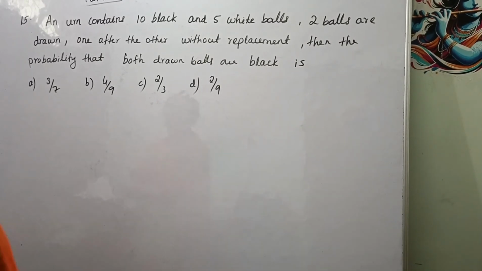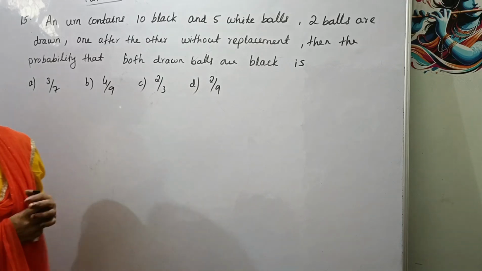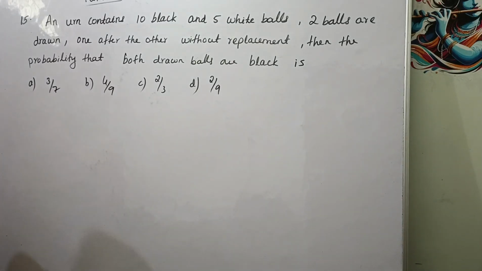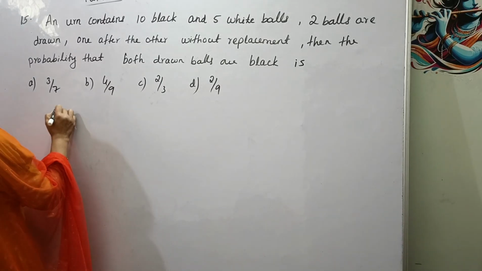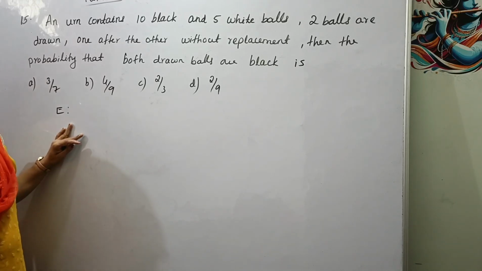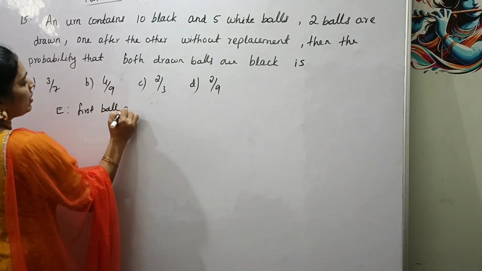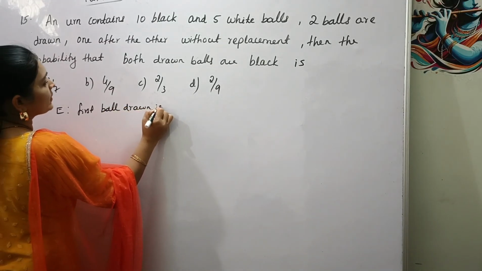An urn contains 10 black and 5 white balls. 2 balls are drawn one after the other without replacement. Then the probability that both drawn balls are black is 3 by 7, 4 by 9, 2 by 3, 2 by 9. Okay, so here first of all let's take two events. Let E be the event: first ball drawn is black.